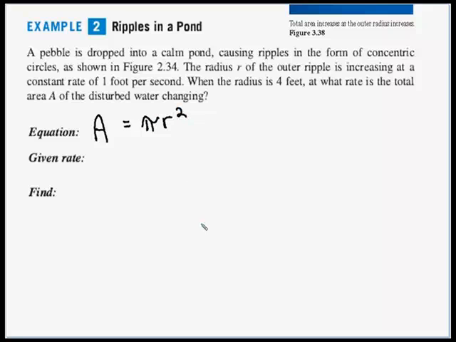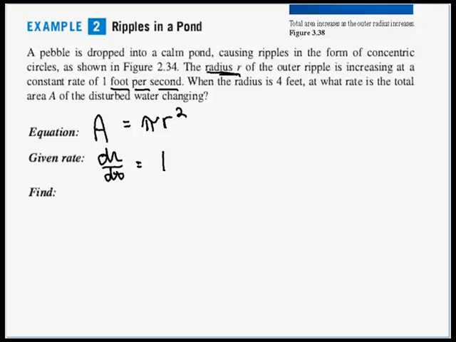We need a given rate. What did they give us that was given as a rate of change? I look at the paragraph that set up the problem, and I look for keywords, something like this, feet per second. That's a rate. What is changing at 1 foot per second? The radius. And, of course, seconds are a measure of time, so the radius, dr dt, the change in the radius with respect to time, dr dt, is equal to 1.